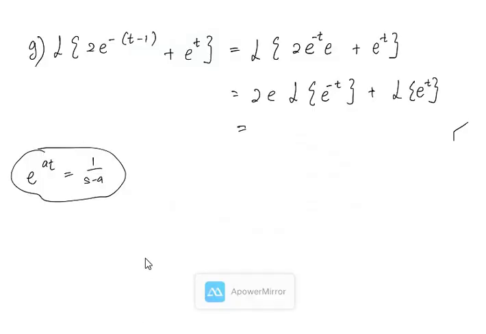Therefore, we can say that it is 2 exponent divided by s minus a. So what's the value of a? A is negative 1. So s plus 1, with exponent t, you will get 1 over s minus 1. So that's it for the linearity properties. Hope you can understand.